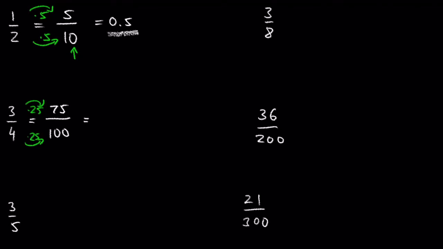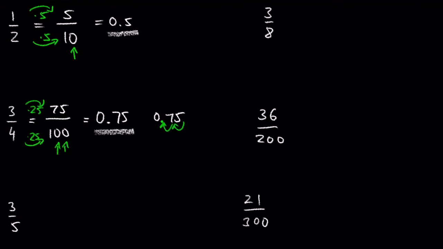So we get 75 over 100. 2 zeros after the 1 in the denominator means we shift the decimal point in the numerator 2 places to the left. 75.0 becomes 0.75 as a decimal. So the fraction 3 over 4 is equivalent to the decimal 0.75.